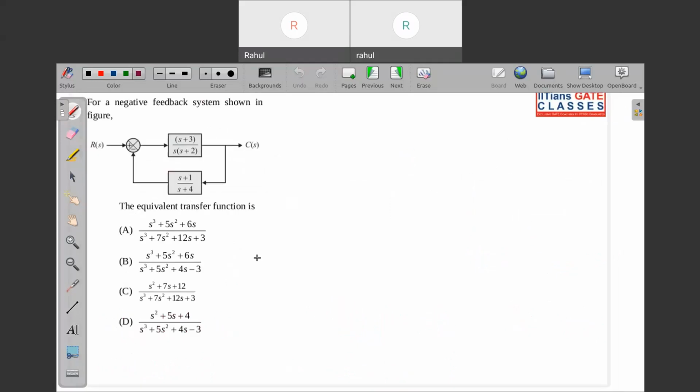So the next question is a very simple question. For the negative feedback system shown in the figure, the equivalent transfer function is... So you need to find the equivalent transfer function. This is one negative feedback system, so for a negative feedback system, we know that C(s)/R(s) is equal to G(s) divided by 1 plus G(s)H(s).